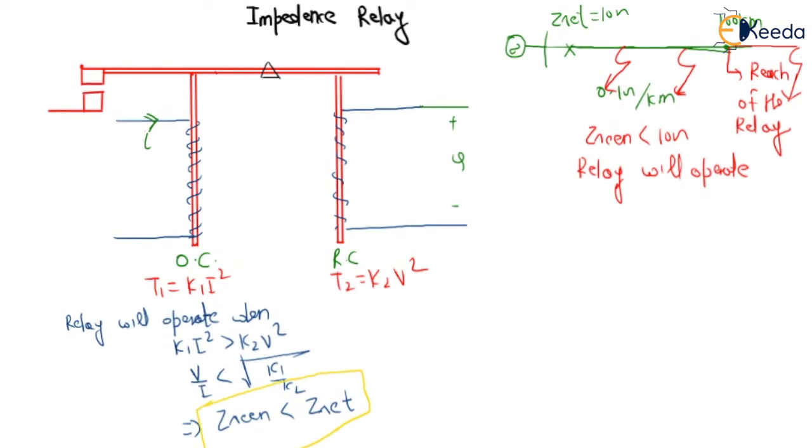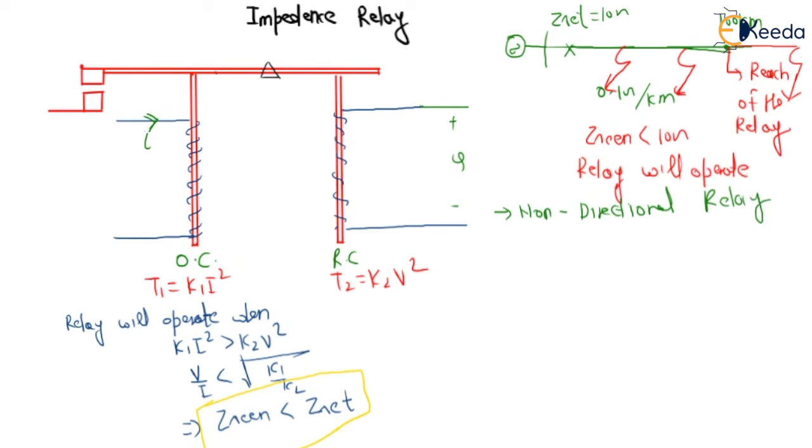So if the relay has to operate, then Z seen will be less than Z set. This is the first criterion. And this relay is non-directional. This distance relay is non-directional because we do not have any directional element present in this relay. So non-directional relay first of all.